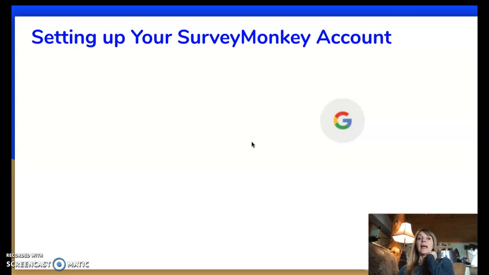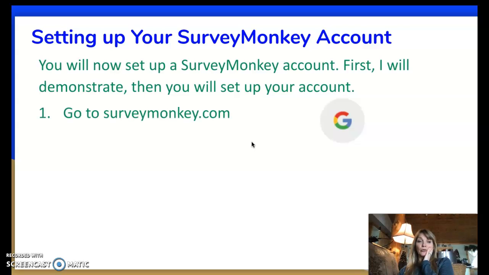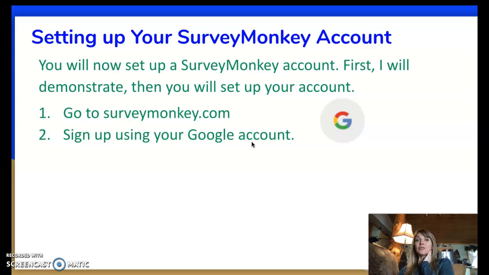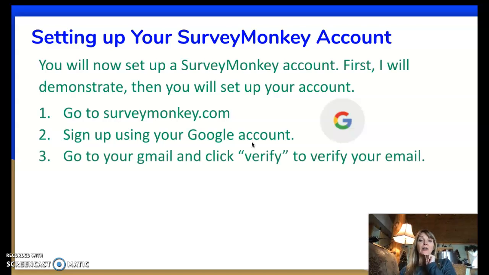And then you needed to set up your SurveyMonkey account. And to set that up, you needed to go to SurveyMonkey.com. You needed to sign in using your Google account. So you look for the G at the bottom of the paper, and that's how you click on that. And then it will send you an email to your Gmail account, and you go in there and you click verify. Now, some people didn't have to do that step, but many people did. Once you verify, you go back to SurveyMonkey to create your survey.